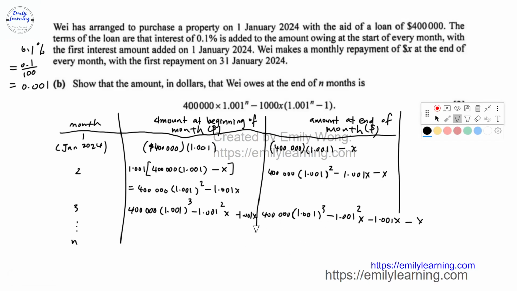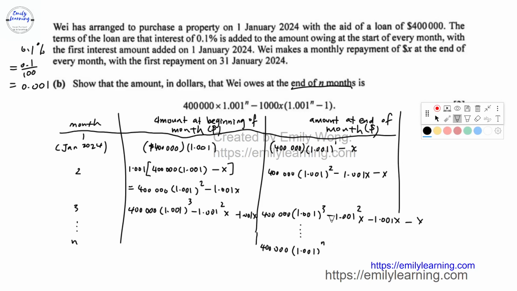Now let's take a look at the nth month. Because I'm interested in the amount at the end of n months, I just write at the end of the n month, so I can ignore this. Based on this pattern here, you notice that there is this term that has 400,000 times 1.001 with a power. When it is the first month, this 1.001 has a power of 1. When it's the second month, this has a power of 2. When it's the third month, this has a power of 3. So at the nth month, this portion will look like 400,000 times 1.001 to the power of n. Because when here is 3, here is 3. So when here is n, here is n.